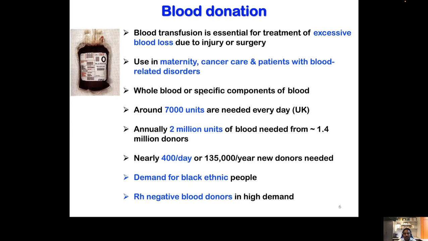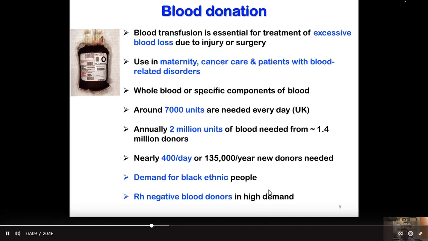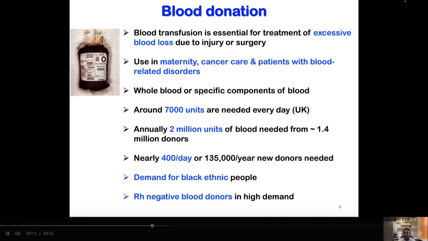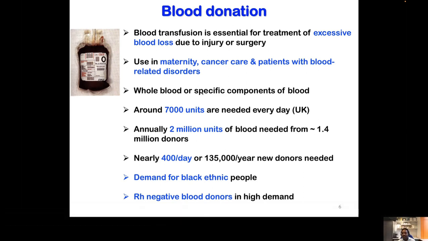So blood transfusion is absolutely essential during the treatment of excessive blood loss, for example, due to injury or during major surgeries. Okay, if somebody is going for a major surgery in hospital, the hospital will make sure that the matching blood for their blood group is readily available, because during surgery people will lose a significant amount of blood and therefore they do need transfusion.